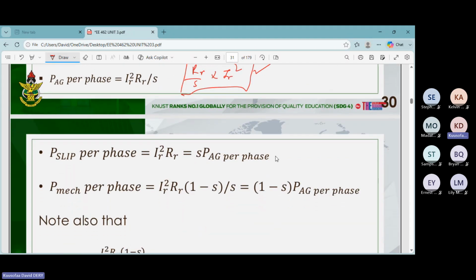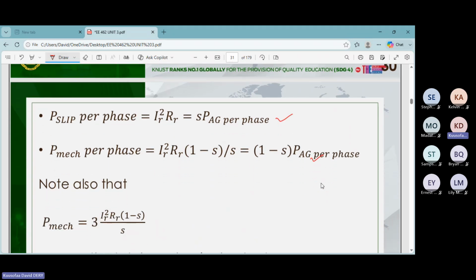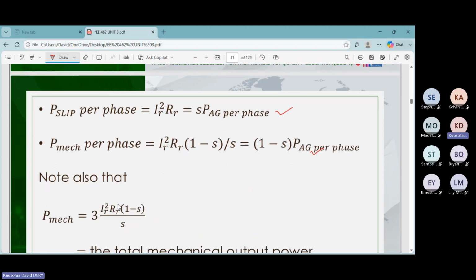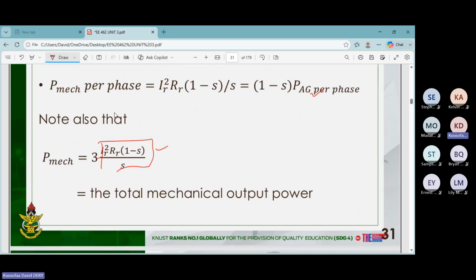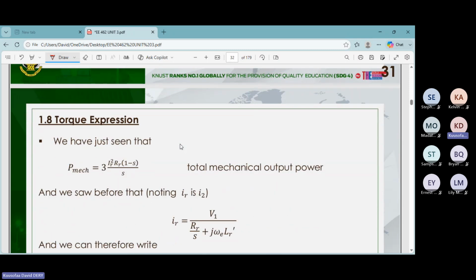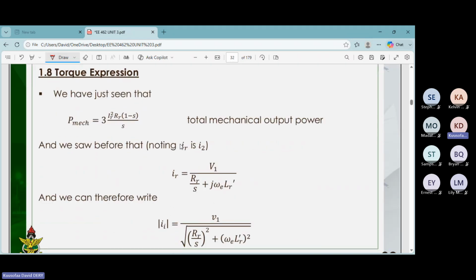I think we've seen this already. We've also seen this already. And the three-phase power. So this is the phase value. So you multiply by 3 to get the three-phase power. So that is something you have to also take note of. So now that we know the three-phase mechanical power, we can divide this by what? Omega m to get the torque, right? So that we will look at the torque expression.